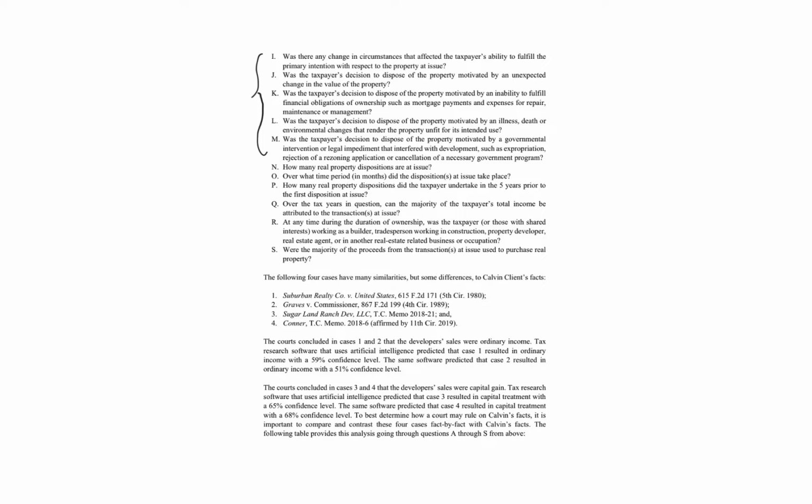Q, over the tax years in question, can the majority of the taxpayer's total income be attributed to the transactions at issue? So you look at the total income they receive, and if a majority of the income comes from that transaction, and again, they're a developer, then it looks more likely that that's the majority of their income. And if it is, it's more likely that it's ordinary, because that's what their general trade or business is. That's what they mainly do.